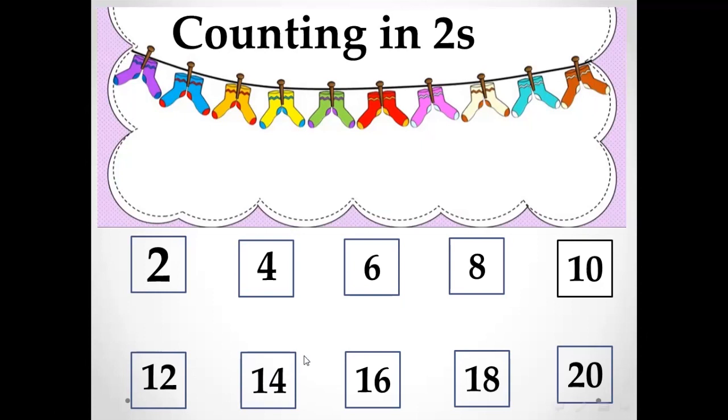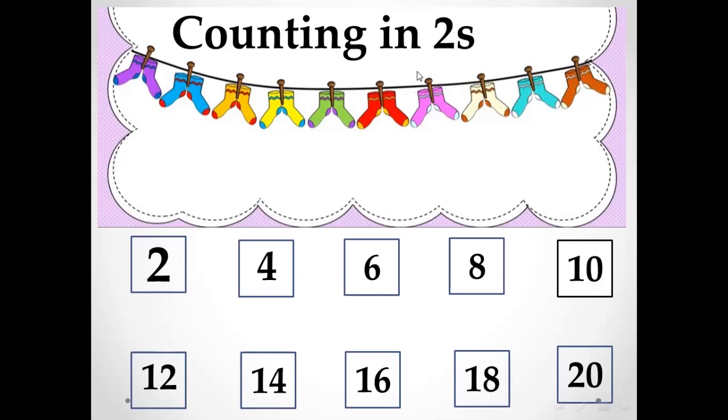After 14, 16, because here I skip 15. I skip 15, okay? And what comes after 16 when I skip one number? 18. Good job, because I skip one number, so I skip here 17. And what comes after 18 when I am counting in twos? 20. Good job. Don't forget, when I'm counting in twos, I skip one number.